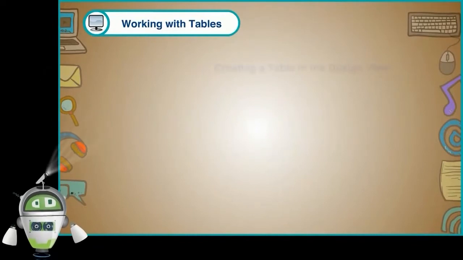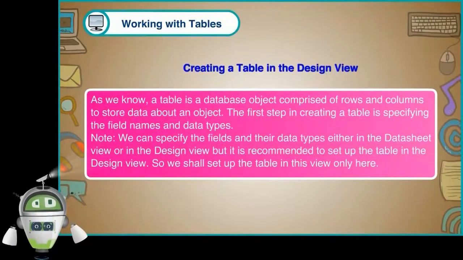Working with tables. Creating a table in the Design view. As we know, a table is a database object comprised of rows and columns to store data about an object. The first step in creating a table is specifying the field names and data types. Note, we can specify the fields and their data types either in the Data Sheet view or in the Design view, but it is recommended to set up the table in Design view. So, we shall set up the table in this view only here.